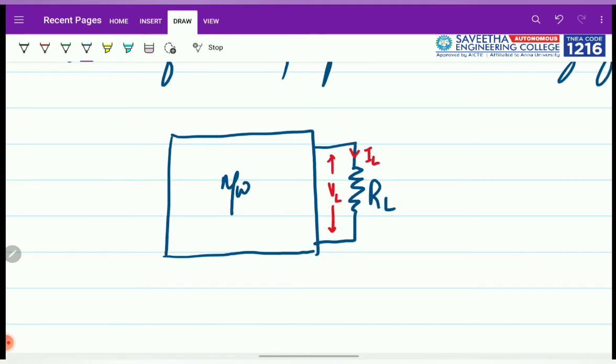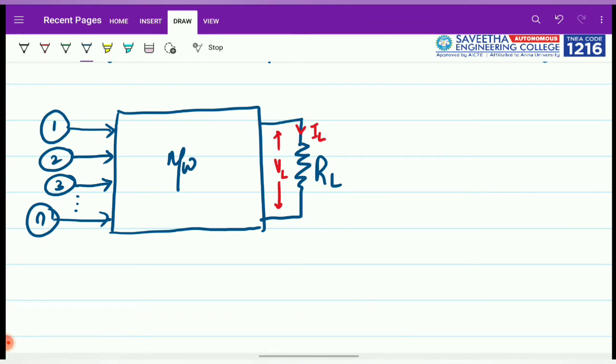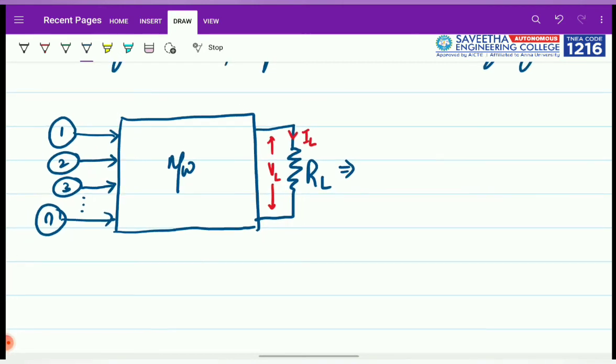So this is the network circuit, and this network circuit is given with many sources. This is source 1, this is source 2, source 3, and so on up to n number of sources. That could be any combination, either voltage sources, current sources, or a combination of them. If you are asked to find the load current or load voltage, we can find it this way, where this circuit can be replaced by the sum of the circuits considering only one source at a time.